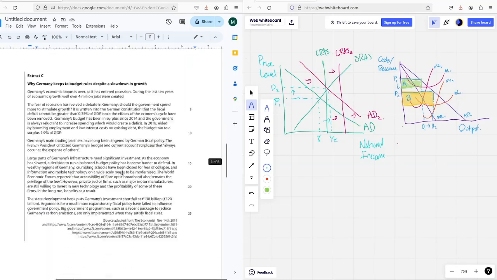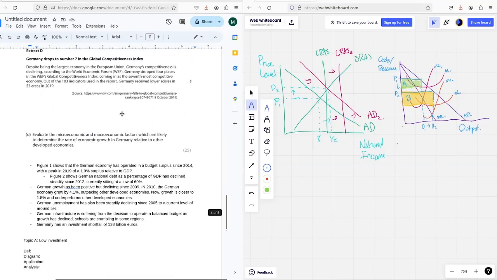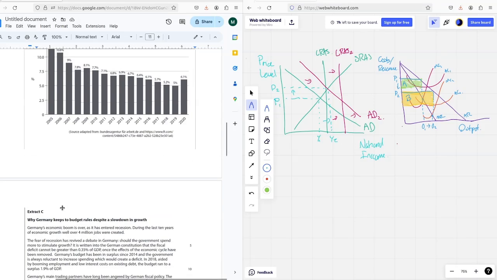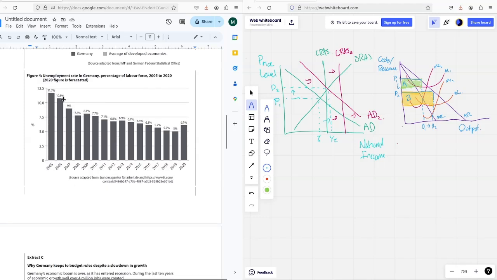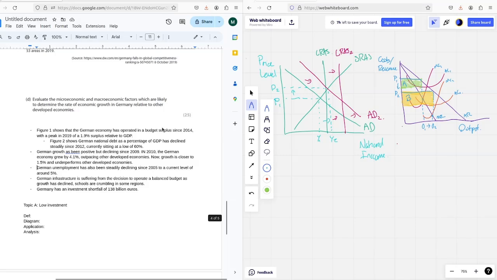And then in terms of information I've pulled out of here, I'll just go down to the notes I've got, which is that German unemployment has been steadily declining since 2005 to a current level of around 5%. So that's this data here. You can see the unemployment rate just going steadily down, right? And maybe this is an indication that the natural rate of unemployment is decreasing.